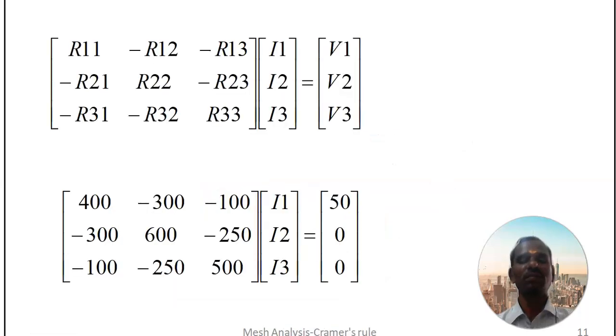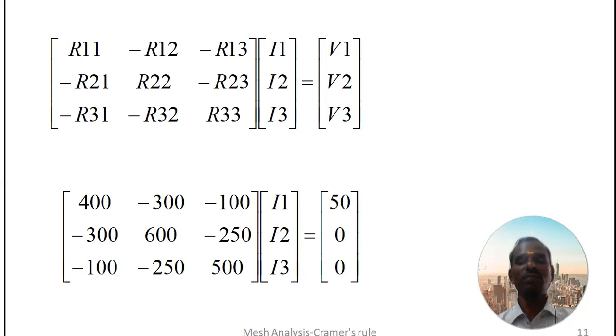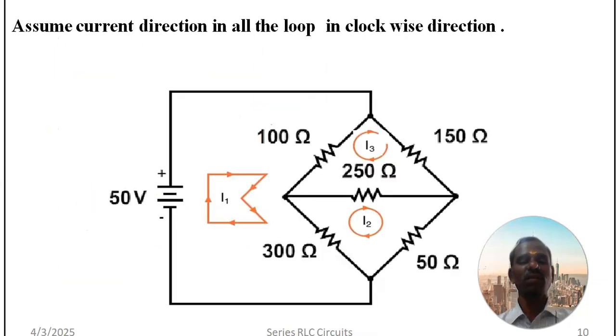Likewise R22, if you add all of your resistance in the second loop, 300 plus 50 plus 250, the total R22 is 600. So I have replaced it by 600. Then 250 is the common element between your second loop and third loop.